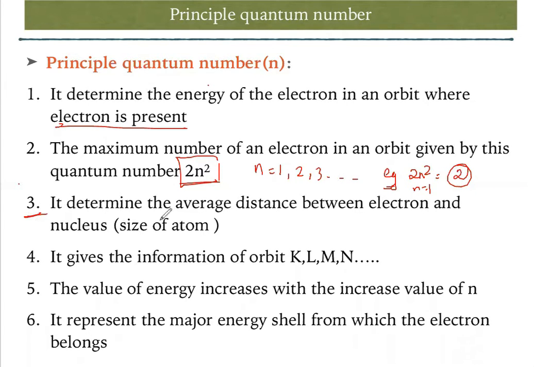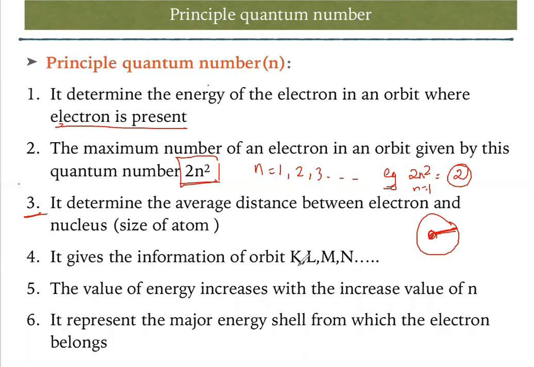Third point, it determines the average distance between the electron and the nucleus. If this is our nucleus and this is our radius, can we determine the radius? Yes, we can determine the radius. The radius can be calculated from the Bohr radius.